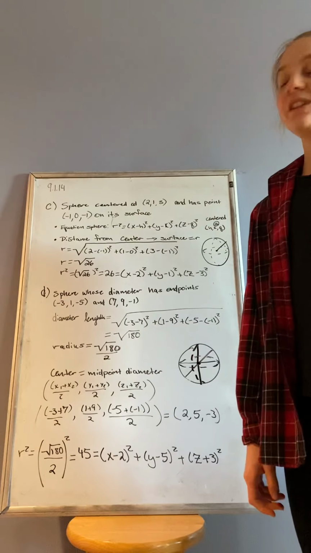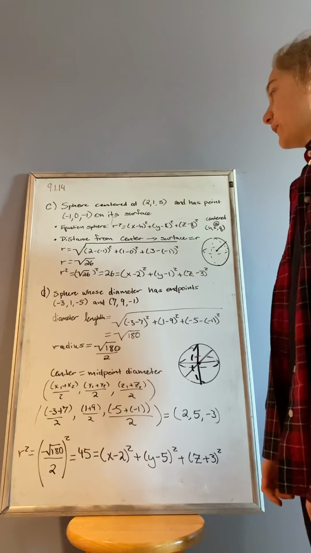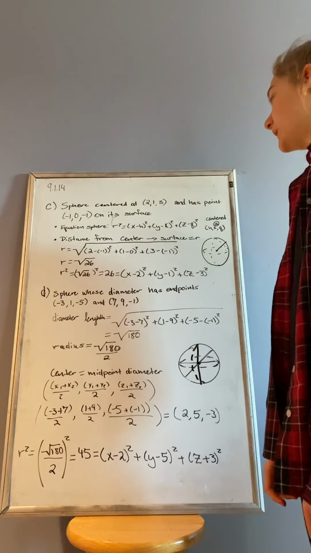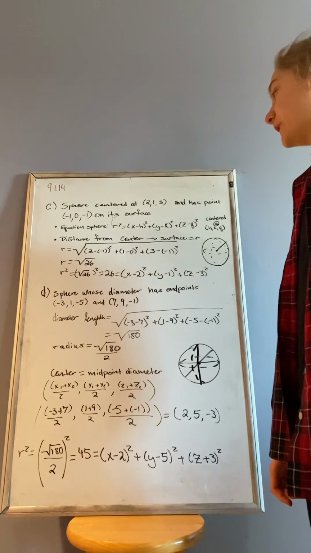Okay, I'm going to do part C and D in this video. So part C says to find the equation of a sphere that's centered at (2, 1, 3) and has the point (-1, 0, -1) on its surface.